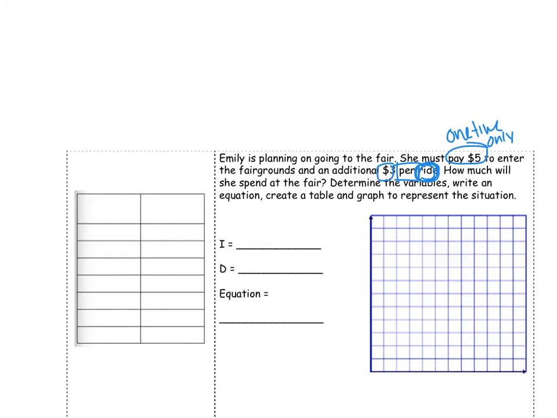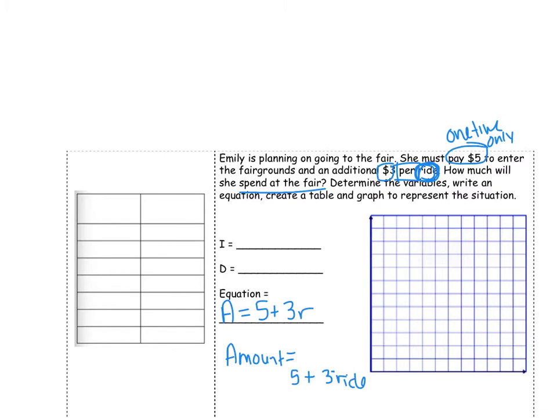So how much will she spend at the fair? The amount she spends, we have to do our $5 up front plus $3 per ride. So every time she takes a ride, she has to pay another $3. So 3 times the number of rides. So our equation can be A equals 5 to get in plus 3R.